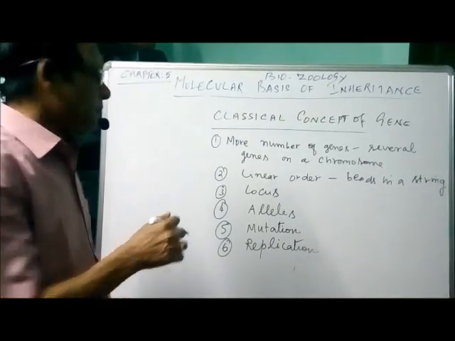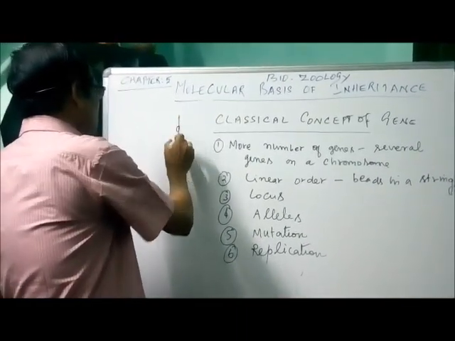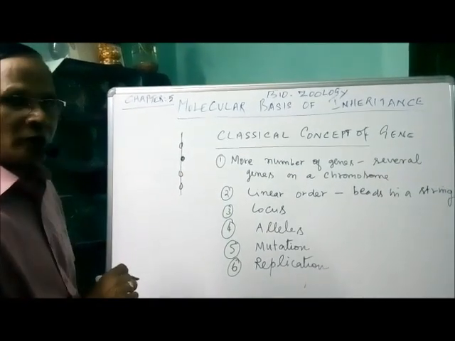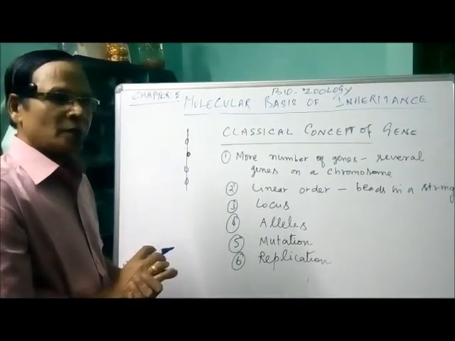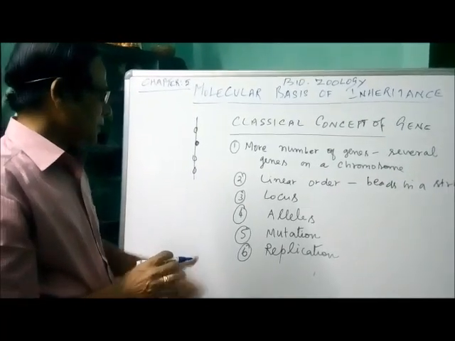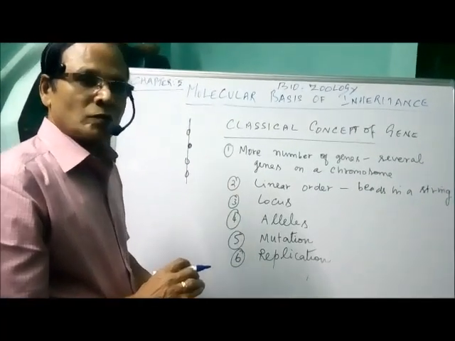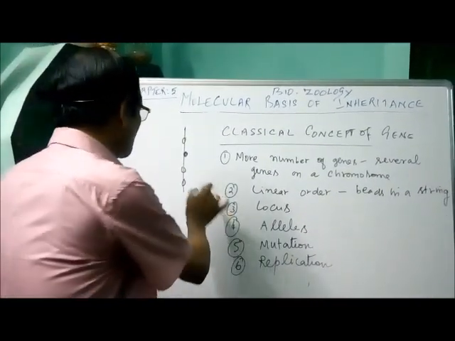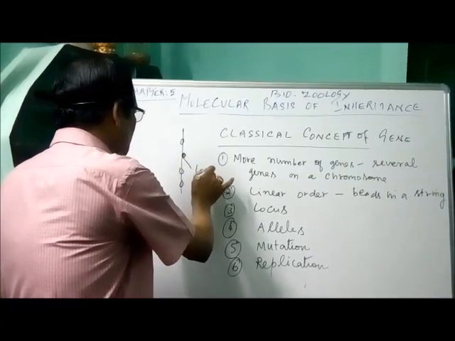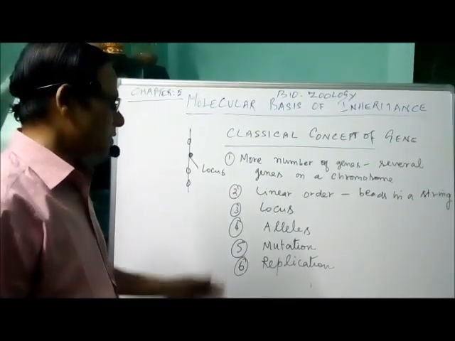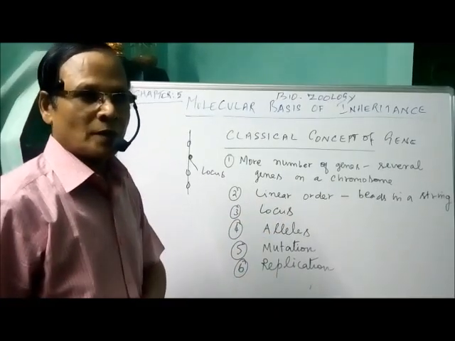Now they are arranged in a linear order, just like beads in a string. The order will not be changed unless there is a mutation. And again, as I mentioned already, they are located at a specific point in a chromosome, called a locus. This is the locus, the point where a particular gene is located on a chromosome.